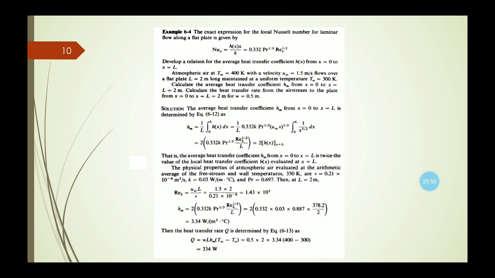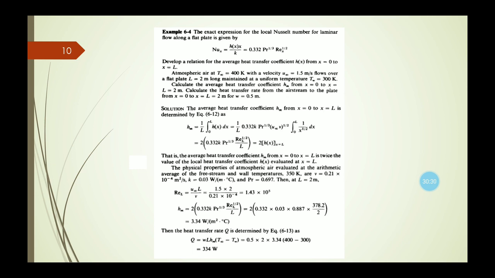So finally we need to calculate the heat transfer rate from the airstream to the plate. The formula for the heat transfer rate has been discussed just now in the earlier slide. The formula is Q equals W L h_m, that is the width times the length times the mean heat transfer coefficient, multiplied by the temperature difference. The value of W, that is the width, is given here as 0.5 meter. In the question it is written.